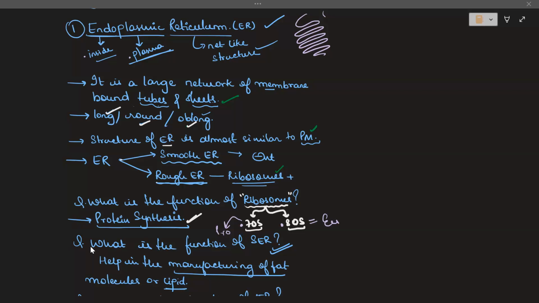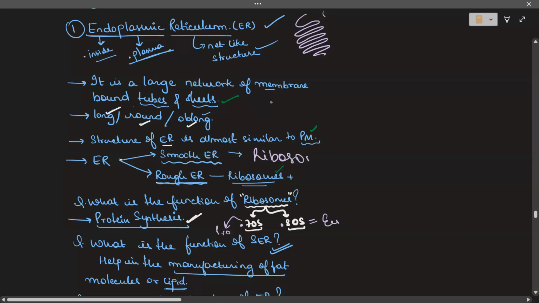Ma'am, what is the smooth ER? Smooth endoplasmic reticulum. Ma'am, what's the example? Example is not there. I have this thing here, which means absent. You can say that ribosome absent. And in the case of rough endoplasmic reticulum, ribosome is present.